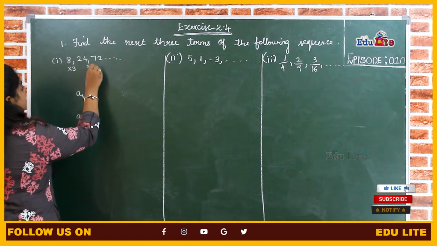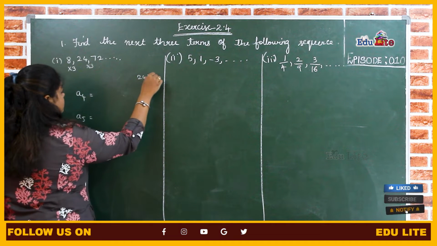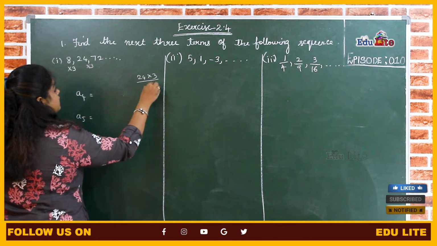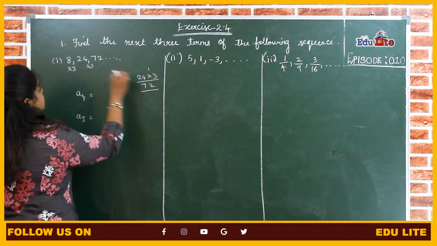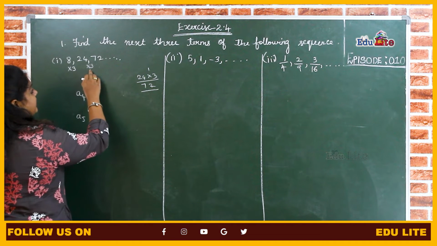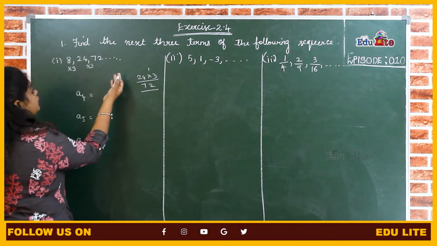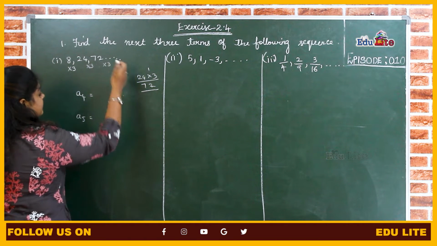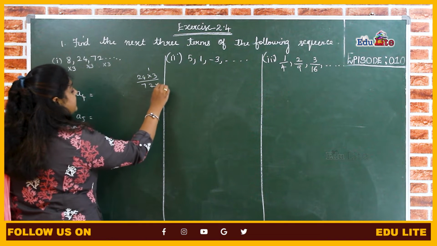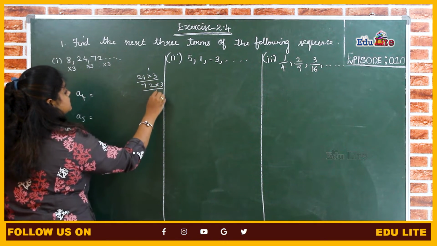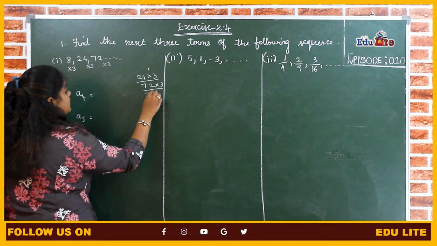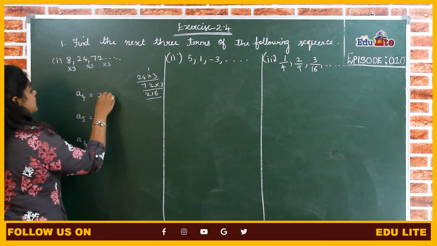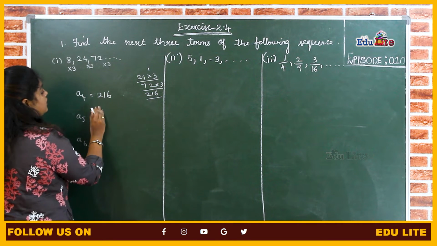So let us do 24 into 3. 24 into 3 is 72. Yes, so 24 when it is multiplied by 3, we got 72. What should we follow now? We have to multiply 72 by 3, we will get the fourth term. So 72 multiplied by 3: 3 twos are 6, 7 into 3, 21. So it is 216. We got the fourth term.